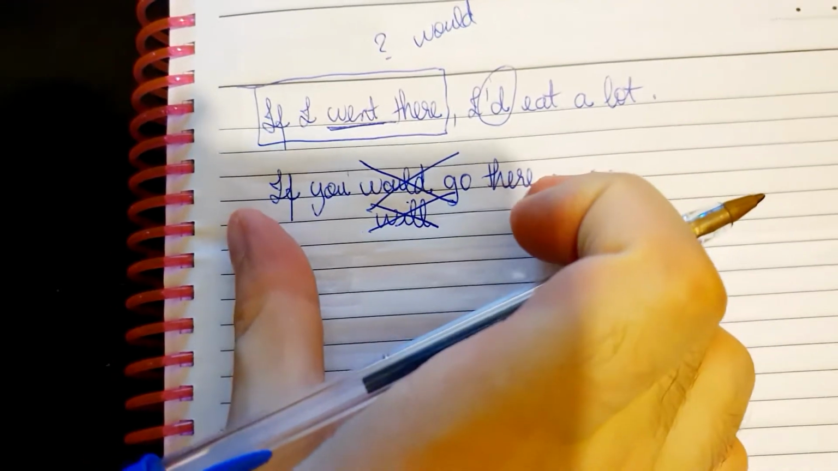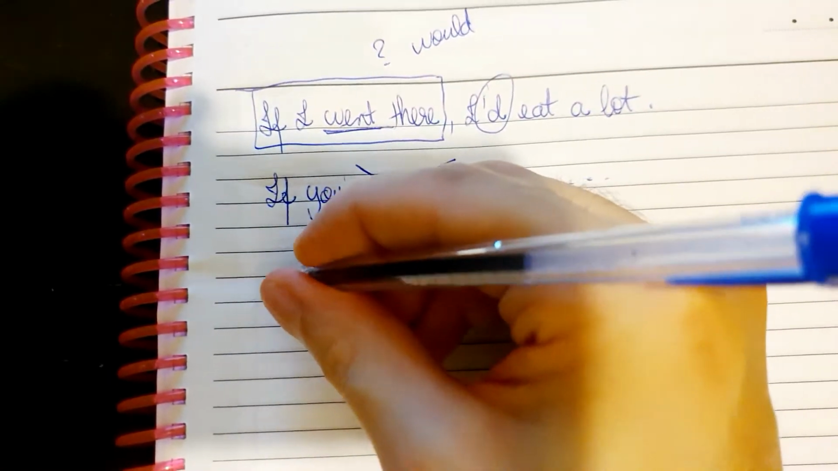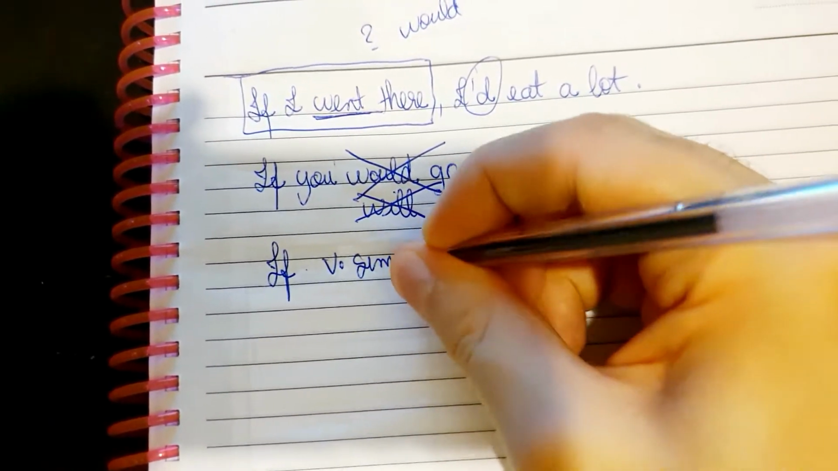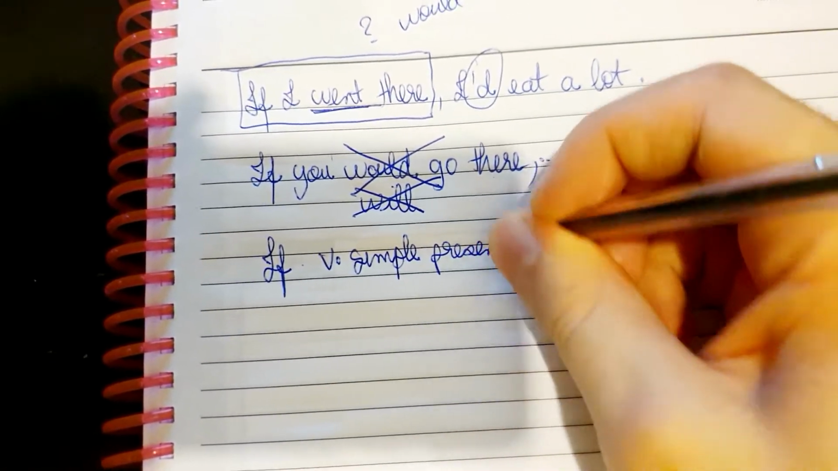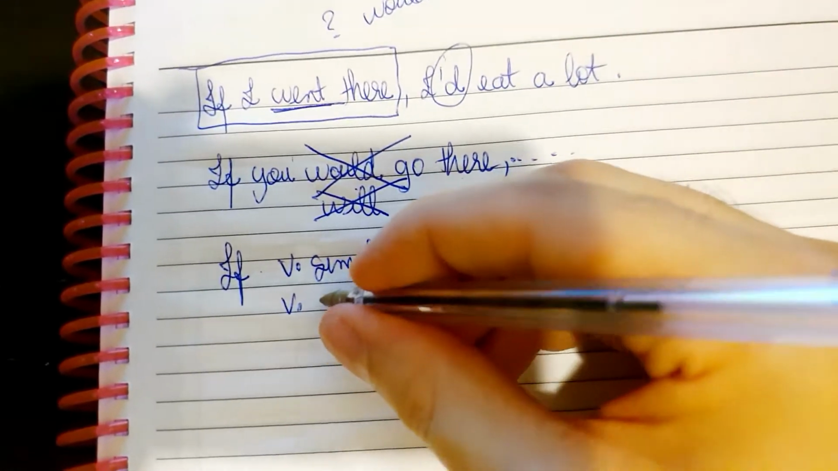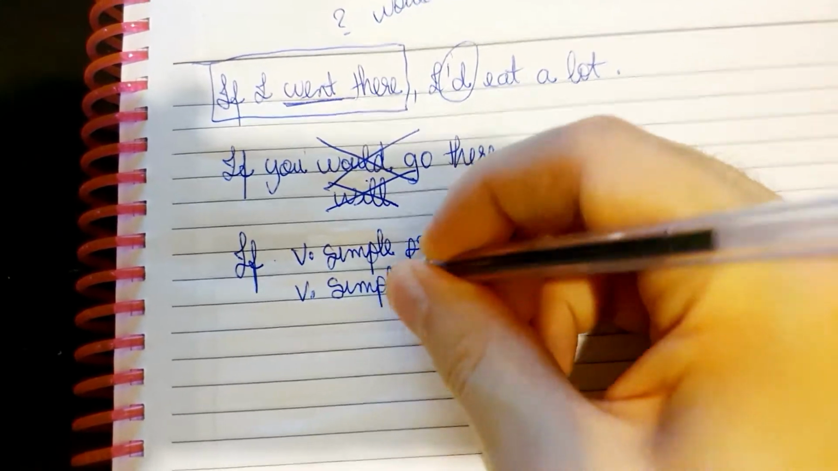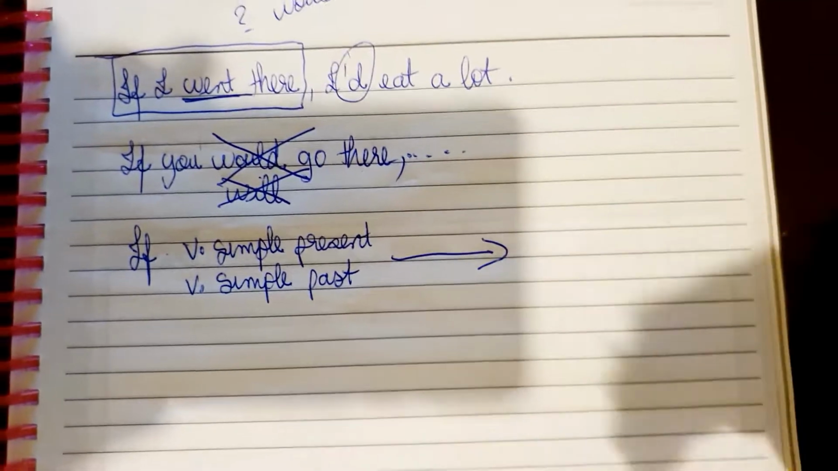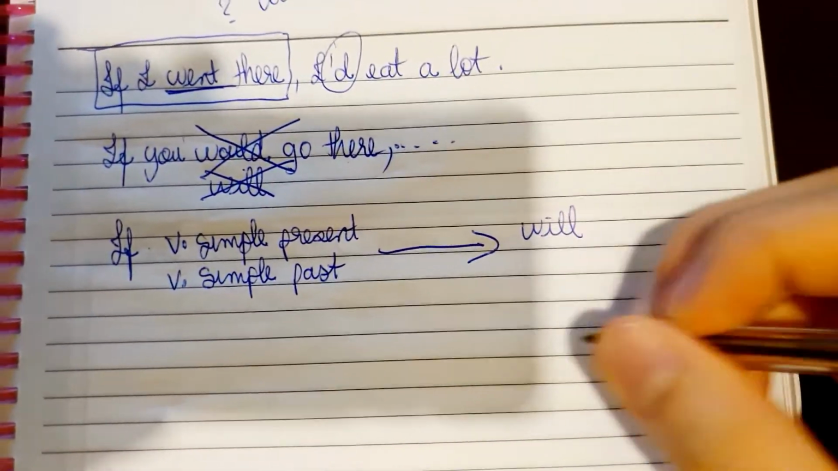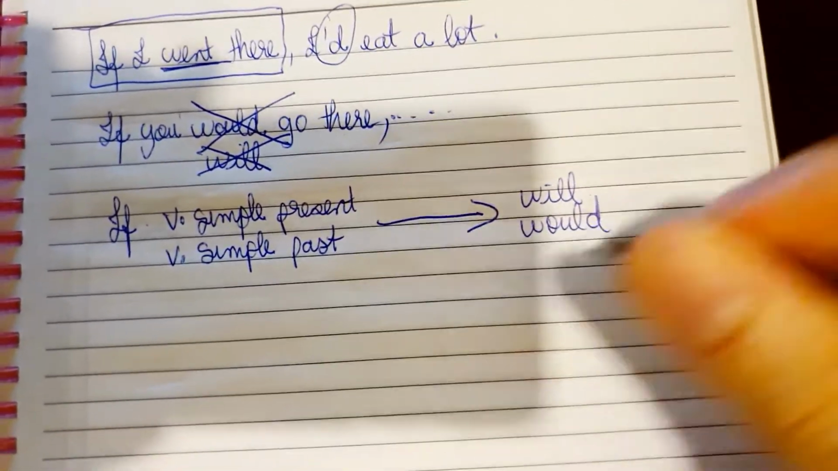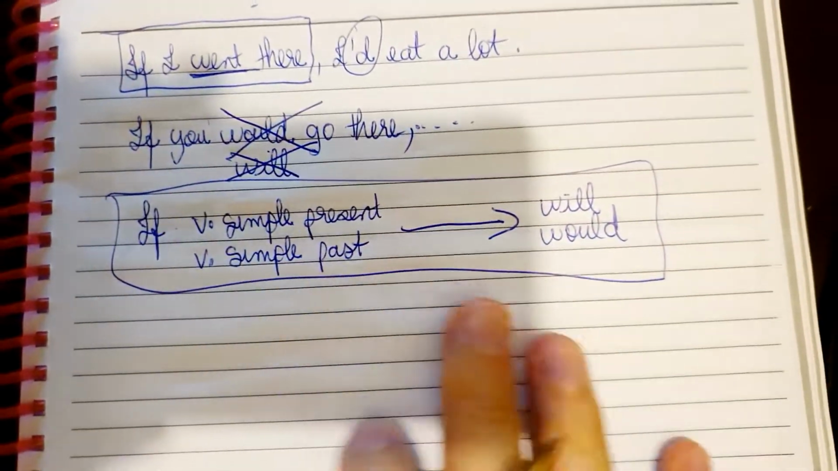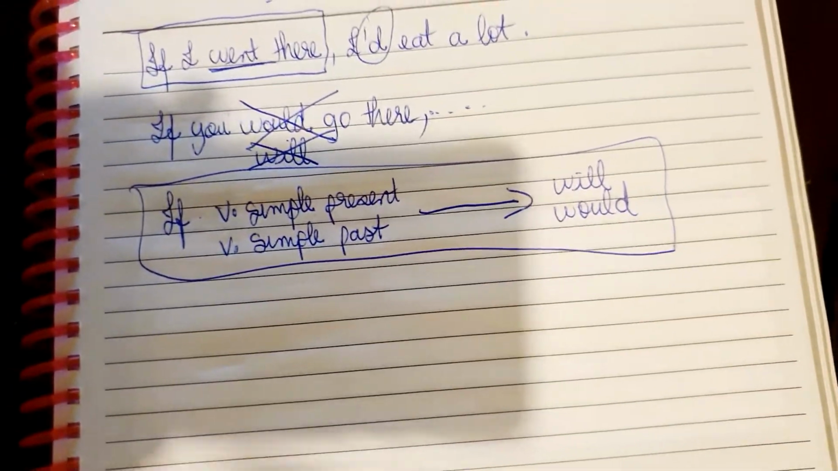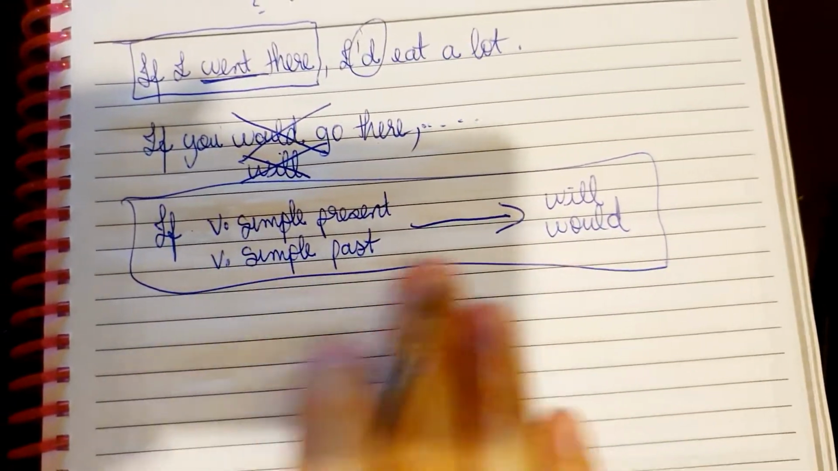So the if part of the sentence so far comes with a verb in the simple present, and the if part of the sentence comes with a verb in the simple past. The other part of the sentence can come with will, right? Can come with would. Okay? So that's what you need to know right now to understand, okay? That the situations are different.